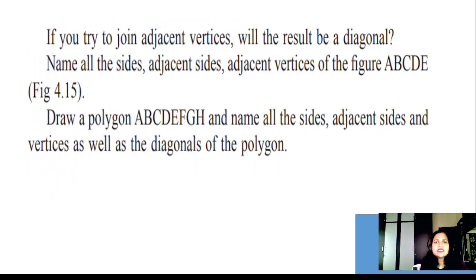Draw polygon ABCDEFGH and name all the sides, adjacent sides and vertices as well as diagonals of the polygon. How many vertices are there? Eight are there. A, B, C, D, E, F, G, H. Okay, these are all vertices.